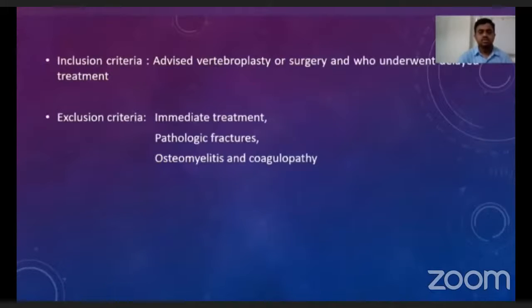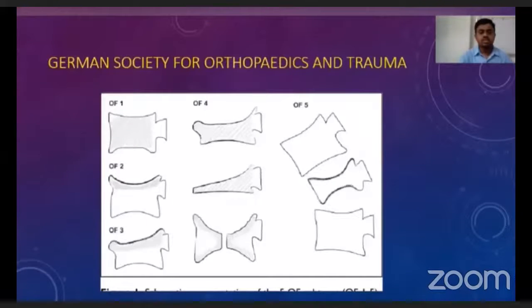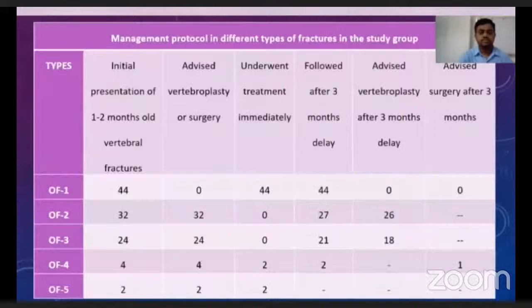Inclusion criteria are those who were advised vertebroplasty and surgery and who underwent delayed treatment. Exclusion criteria are those who underwent immediate treatment, and those suffering with pathological fractures, osteomyelitis, and coagulopathy. According to the German Society for Orthopaedics and Trauma, they are graded from OF1 to OF5. OF1 is the low grade and OF5 is the high grade.